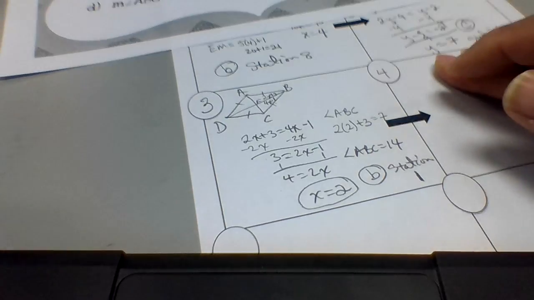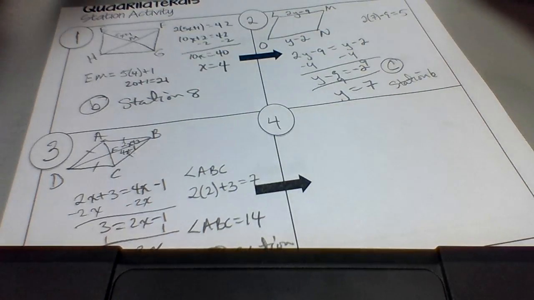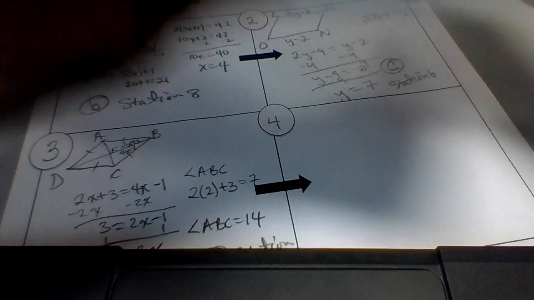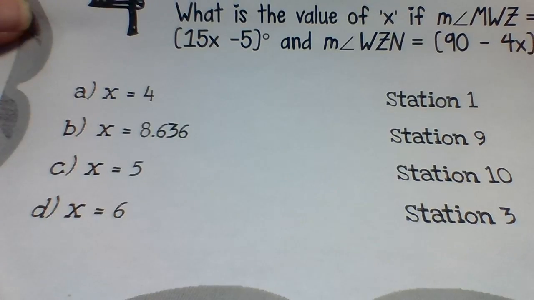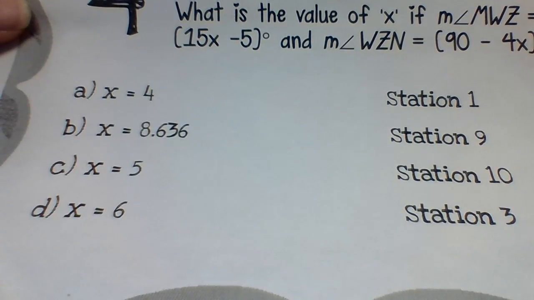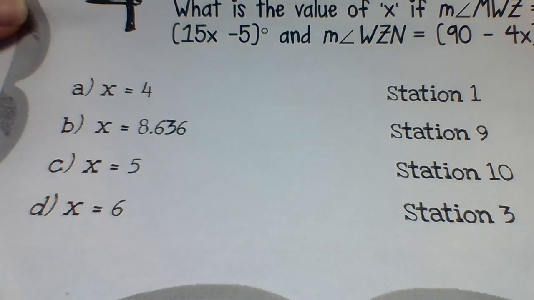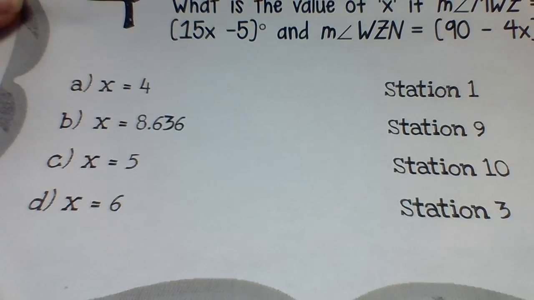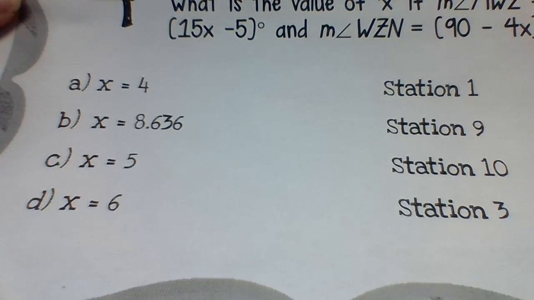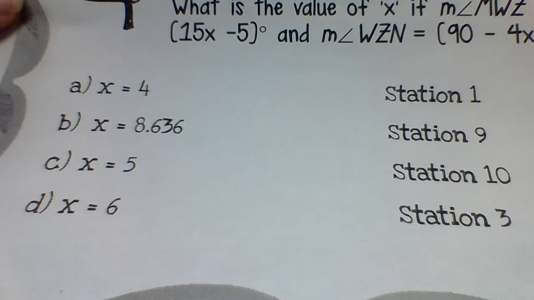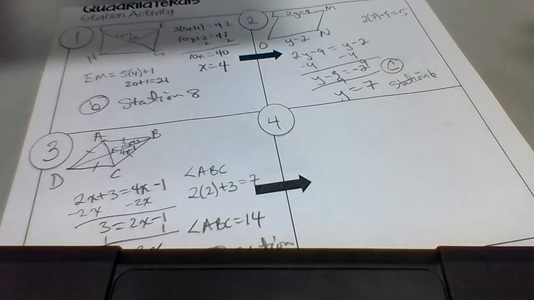Problem number 4. WXYZ is an isosceles trapezoid with base WZ and XY and the median MN. What is the value of x if the measurement of MWZ is equal to 15x minus 5 and the measurement of WZN is equal to 90 minus 4x? All right, so an isosceles trapezoid.